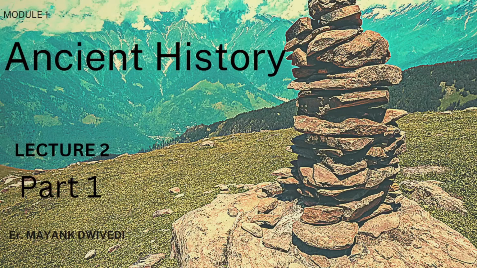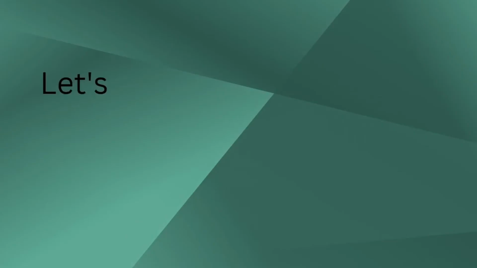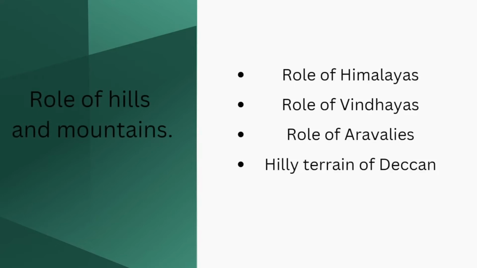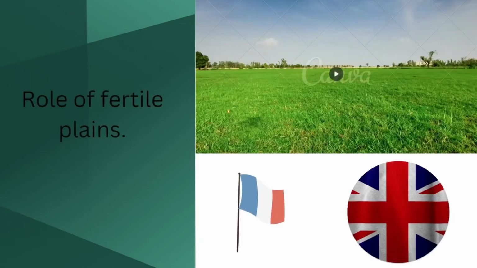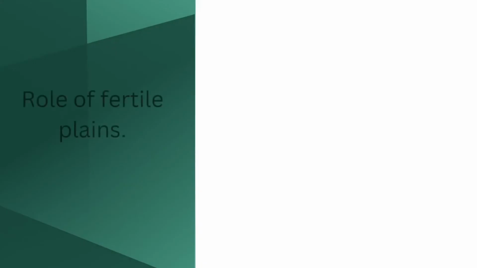In this lecture we are going to talk about the role of geographical factors in shaping the history of India and about the Stone Age. Let us take it as a question: discuss the role of geographical factors in shaping the history of India. So let's divide this answer into several parts, in which we are going to talk about the role of hills and mountains, role of fertile plains, role of natural resources, role of climate, role of rivers, role of coast, role of monsoon and rainfall. Let's discuss the role of hills and mountains.